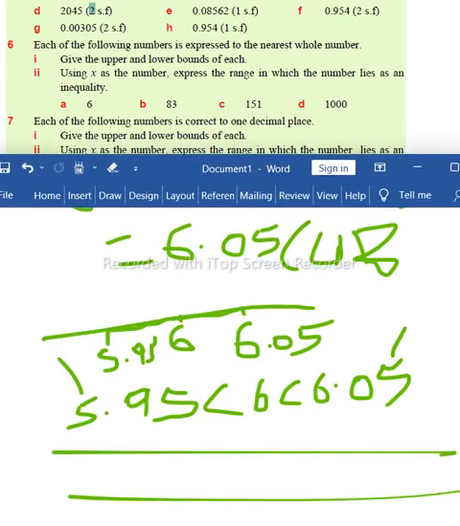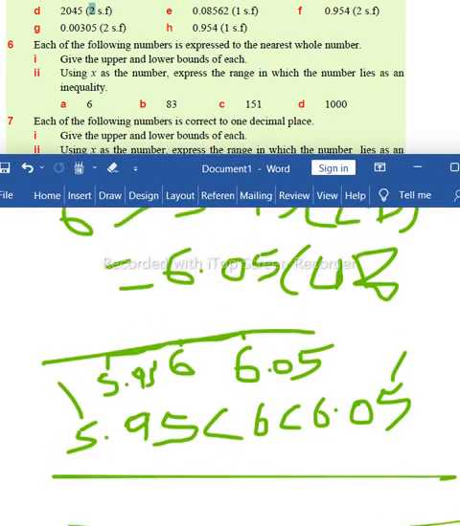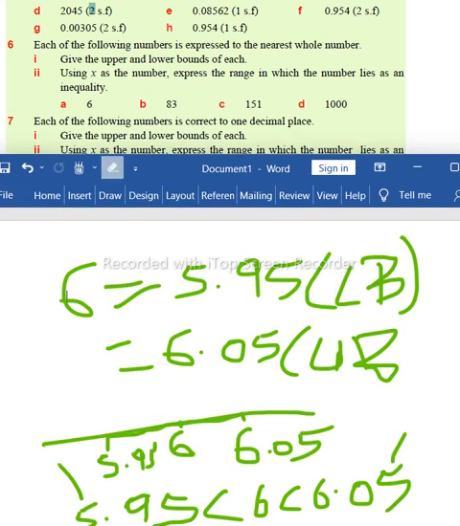And let us do this one. This is also the same, a very simple question. If you understand this, it is very simple.